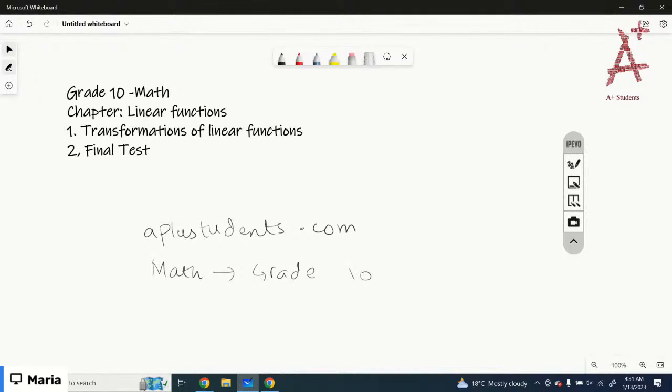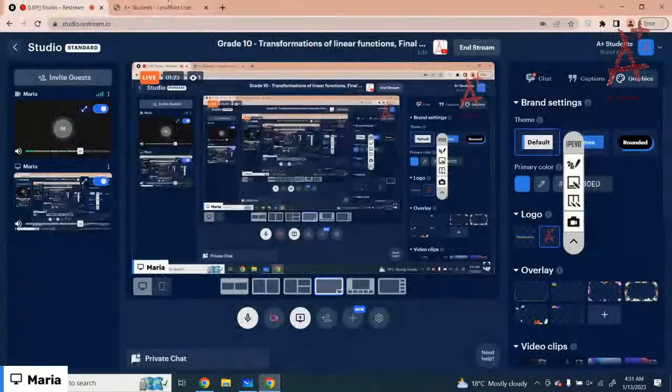The chapter we're working on is linear functions. You can find the chapter in grade 9 maths. Got it? Just go to grade 9 and find the chapter linear functions. The lessons we're going to start today are transformations of linear functions and then the final test of the chapter. Got it? Let's just start with the first lesson, that is transformations of the linear function.